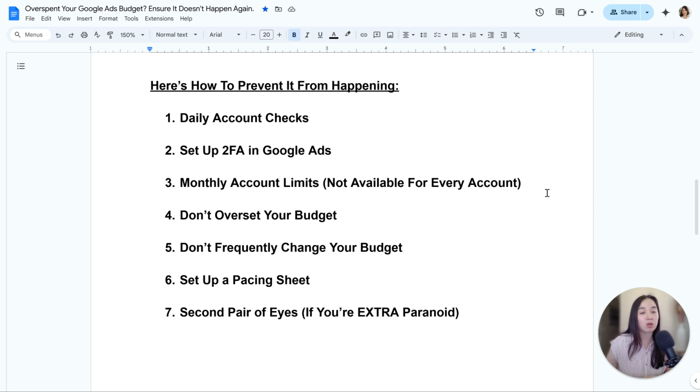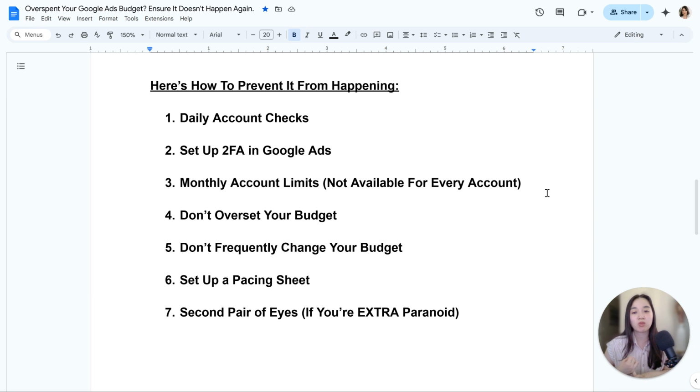But I don't recommend this for a lot of clients because, number 1, it's easy to forget. Number 2, it will throttle the system because basically you're telling Google, hey, I'm giving you $3,000 a month. And then every time you change your budget, and that actually goes to number 5, it's going to reset.